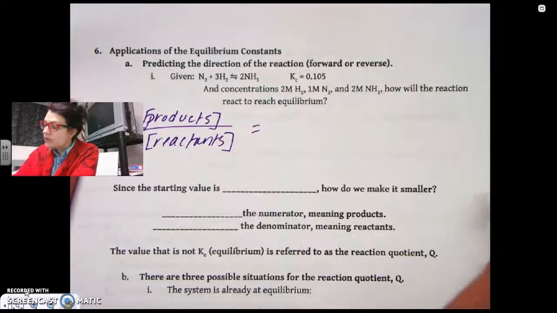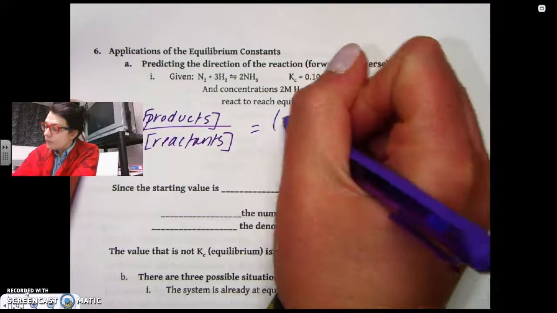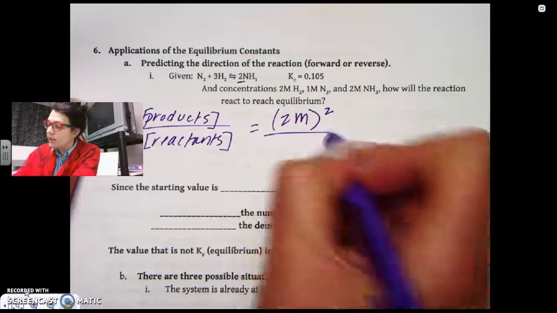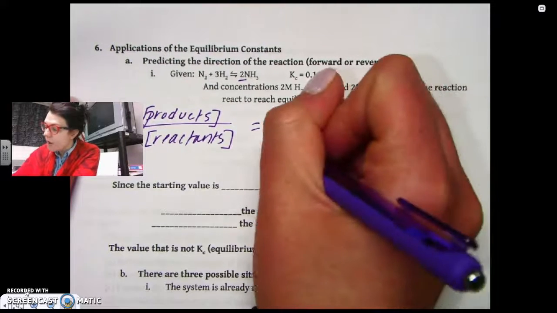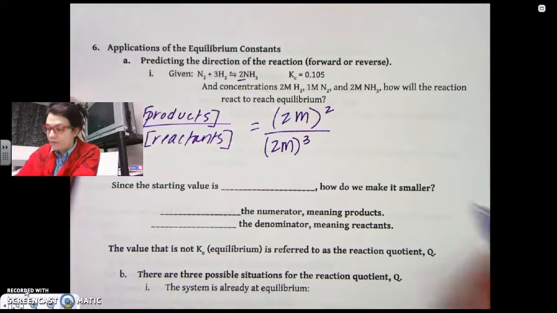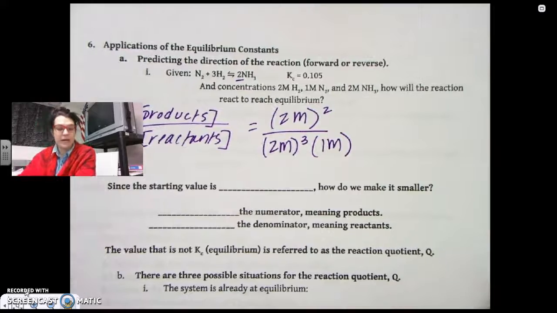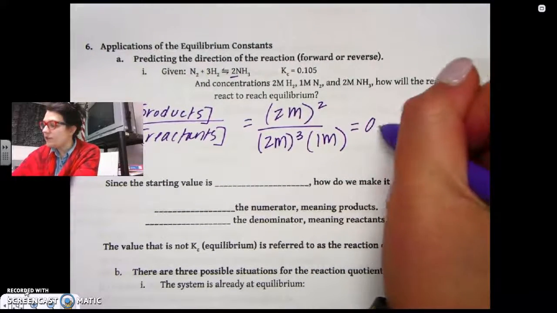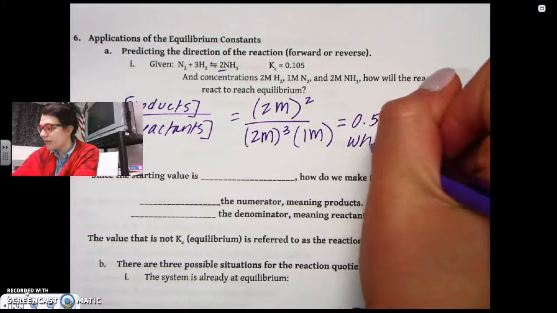So what we can do is say, okay, well, I have 2 molar of NH3, and that's going to be squared because of its coefficient. And I'm going to divide that by the 2 molar, that's to the third for my H2, and my 1 molar to the first for my N2. And if I do this math, I come to get 0.500.